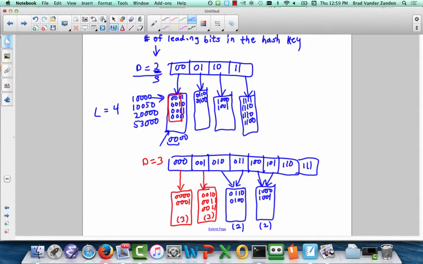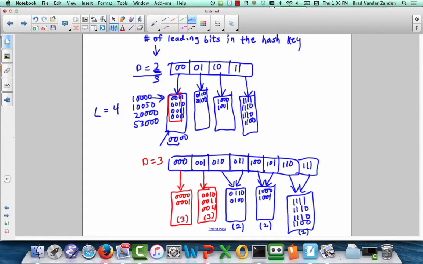And so do the 2 entries that start with 1, 1. So these are using 2 bits. So we actually only have 5 leaves, even though we have 8 directory entries.